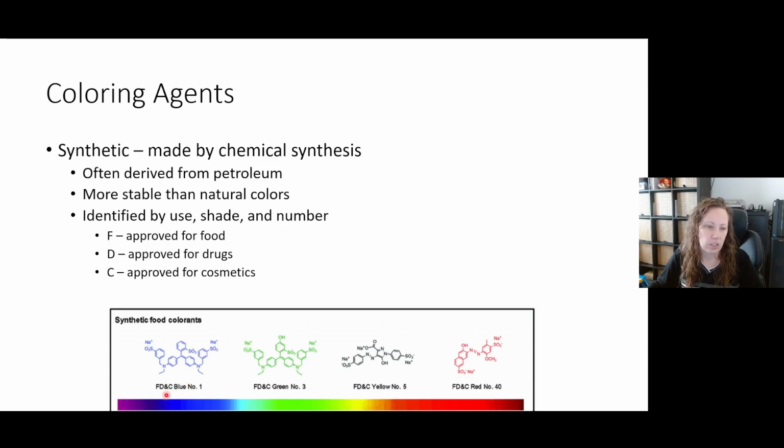Okay. And then next you have the color, the shade. So blue, green, yellow, red. And then finally the number, which is assigned to it based off, when they first produced it. They just gave it a number to go with it. So now 1, 3, 5, 40, for example. All coloring agents are required to be listed on the product label. So whether natural or synthetic, all coloring agents are required to be listed on the product label.